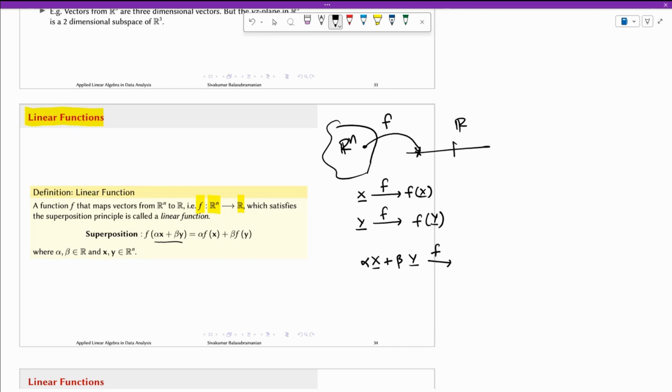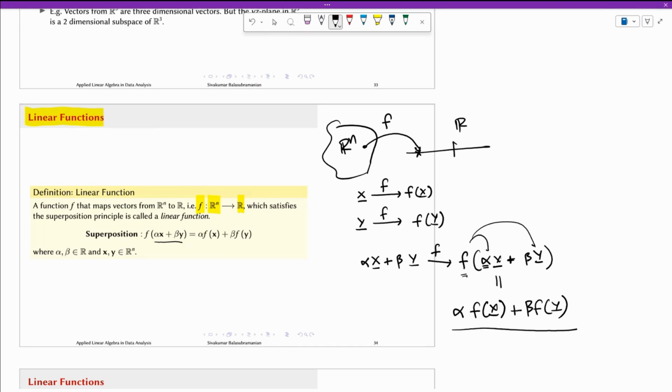The resulting element should be of this form. If the function is linear, then f of alpha x plus beta y will be equal to alpha times f of x plus beta times f of y. So this essentially means if the function is linear, the addition operation that happens inside the parentheses can come out. You can apply f individually to each of the components of this addition operation. And if it's linear, the scalar that you have inside can also come out.